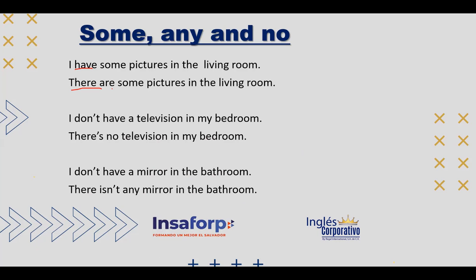Questions? What means some and any? What is the meaning of some and any? Bueno, some significa algunos. Let's see, for example, in the sentence, I have some pictures. Tengo algunas imágenes. Any, in this case, in the last sentence, there isn't any mirror in the bathroom. No hay ningún espejo en el baño. Entonces, any significa ninguno. Y se utiliza cuando es negativa la oración, there isn't any. No hay ningún espejo en el baño. Any other question?